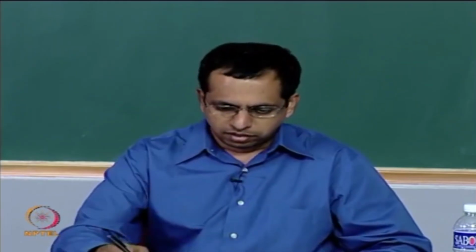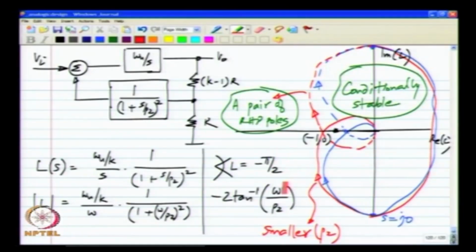So, we had evaluated that for certain values of P2 it can be stable, but there are also values of P2 for which it is unstable, and here the key point in the Nyquist plot is that the total phase lag can be minus 270 degrees, minus 3 pi by 2. Okay. So, if you have an overall second order system, the overall phase lag can only be minus pi.